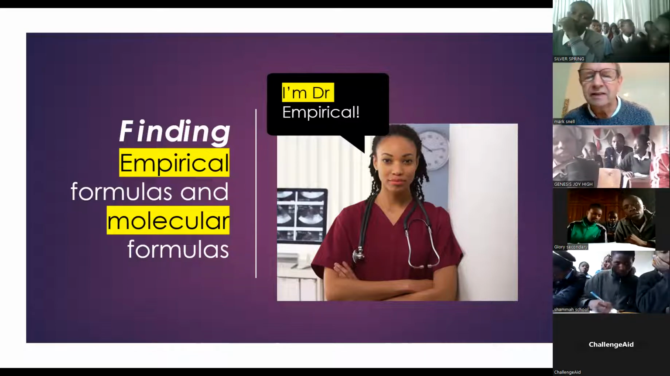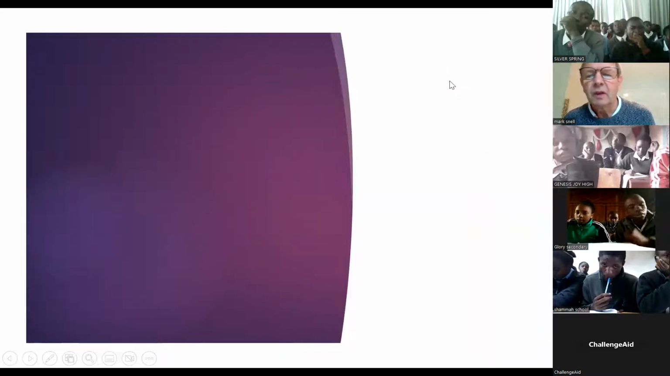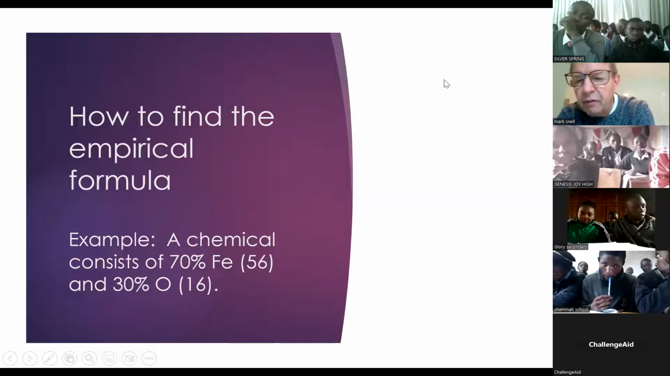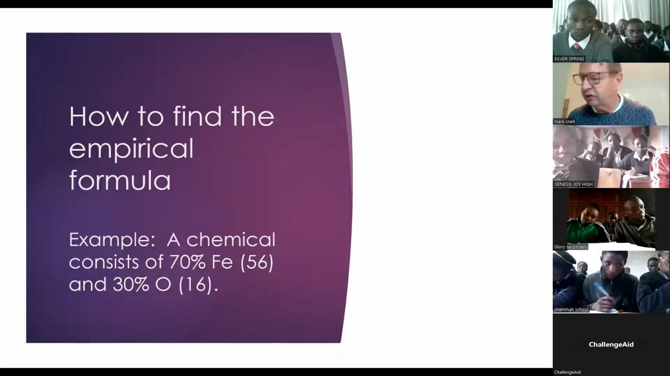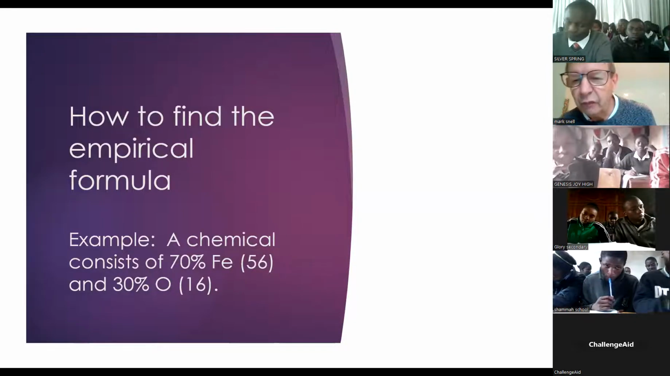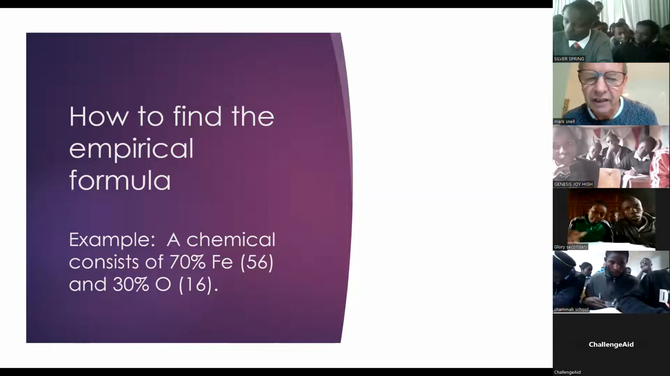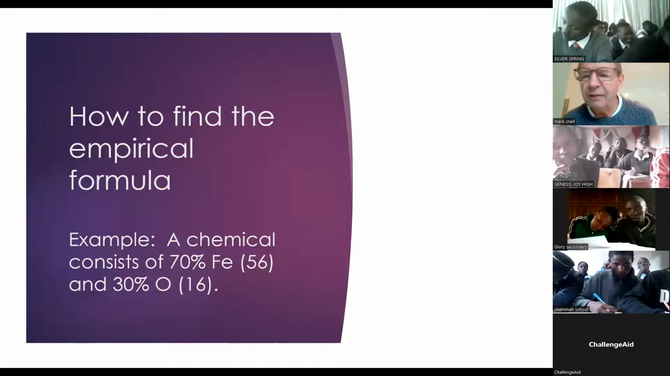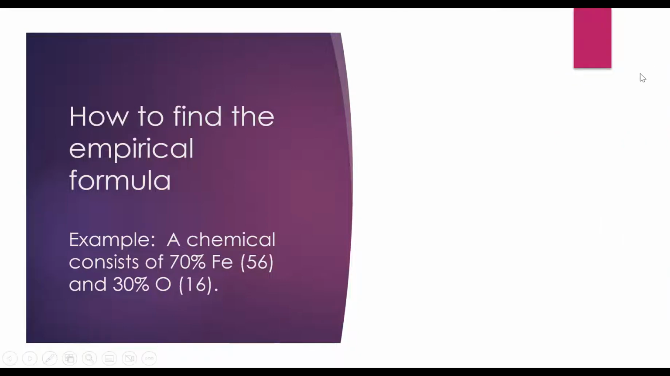IMDR. Those letters, IMDR, are the important bit, because this is what we do. Here's an example. If you can already do empirical formulas, you can just carry on and do this while I show everybody else how to do it my way. I do not want to tell you a different way of doing it, but if you're not very confident, this is my method.